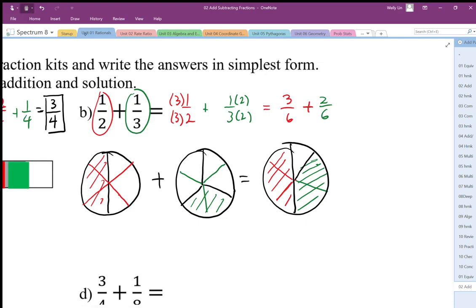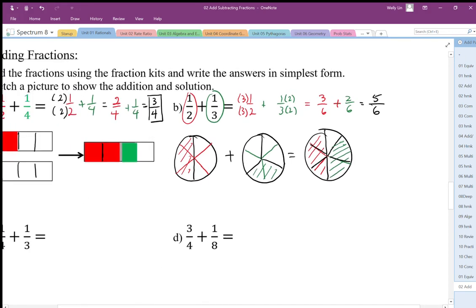a total that my answer looks to confirm, right? That's going to be 5 parts, so I add up the number of pieces. There's 5 pieces, and the size of the pieces doesn't change, so I have 1/6 pieces. So that's how I go about doing this.